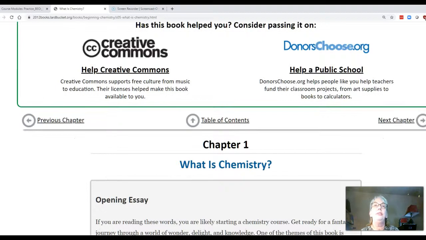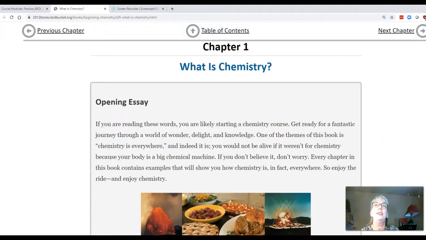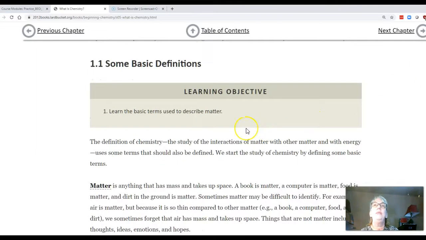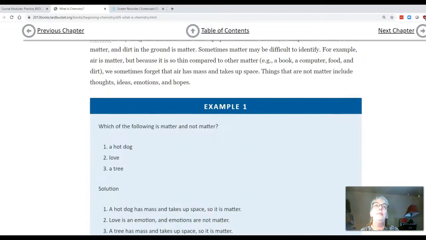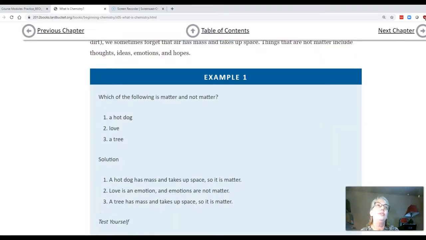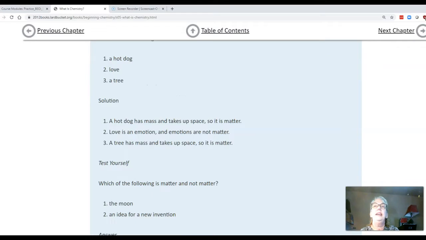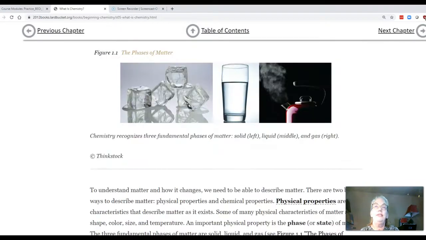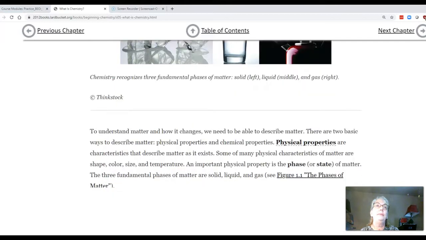So for example, you're going to start with the What is Chemistry section. There's always an opening essay, and then they tell you what they want you to learn. So in this first section, you're going to learn about how to describe matter. And this is important to know what matter is. And these blue questions are questions you can do for yourself and test yourself. I'm not collecting these though. I'm collecting the ones at the end of each chapter.